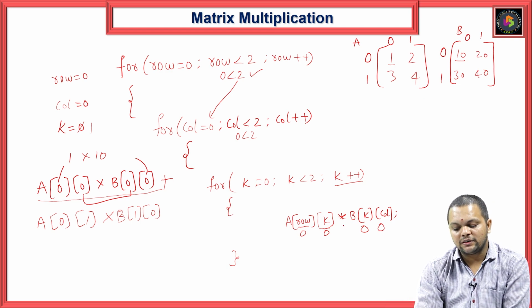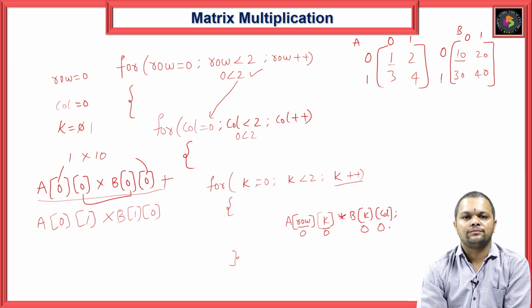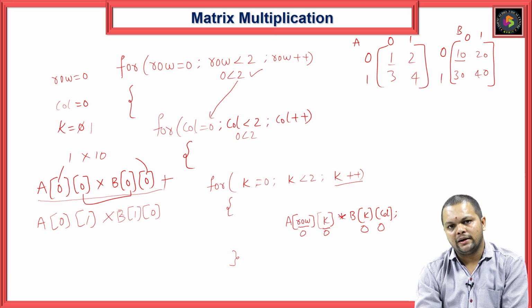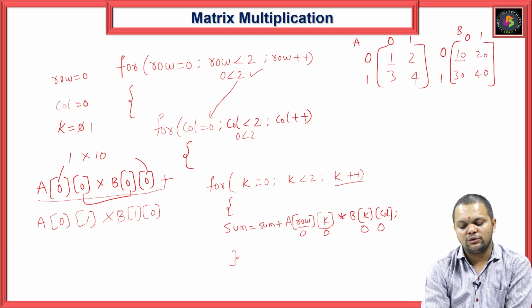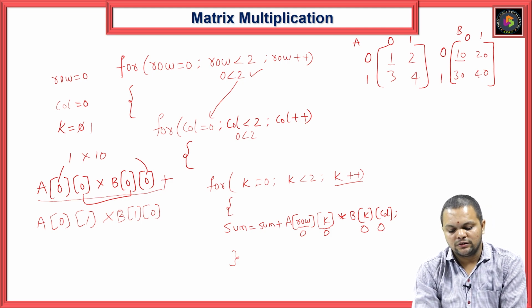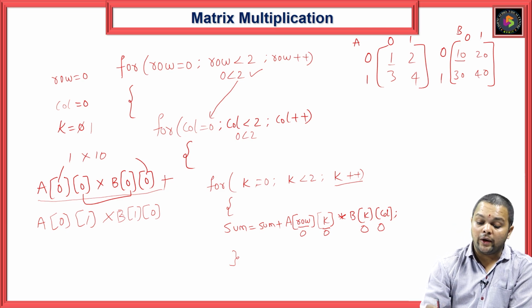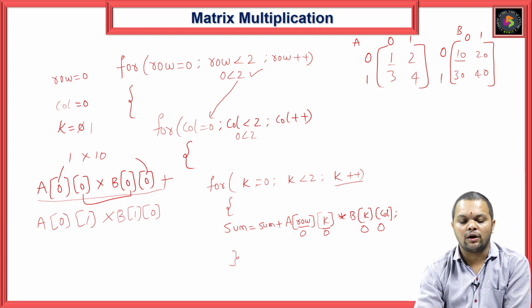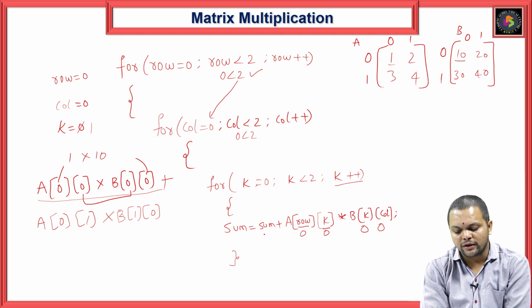That means after this iteration, I need to store this particular value in a variable. So I'll use something called sum: sum equal to sum plus A of row k into B of k column. I'll initialize sum to 0. I'll let you know whether to initialize sum to 0 outside the block or inside the block.